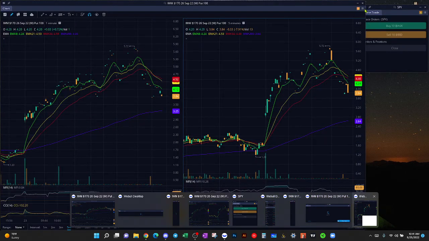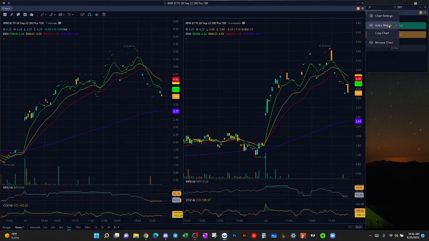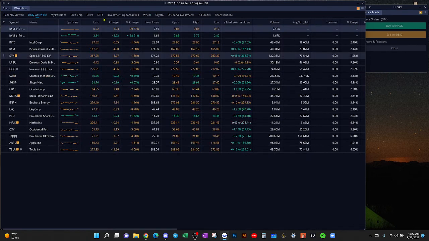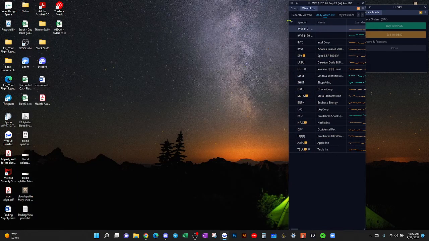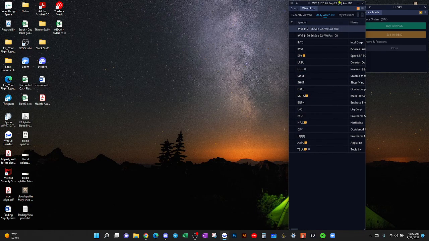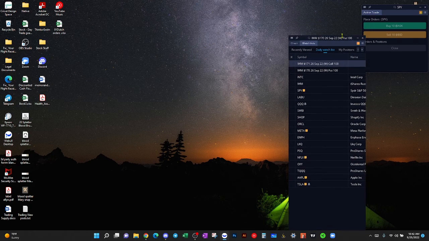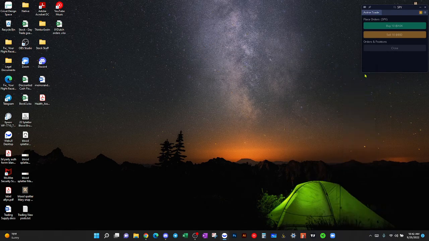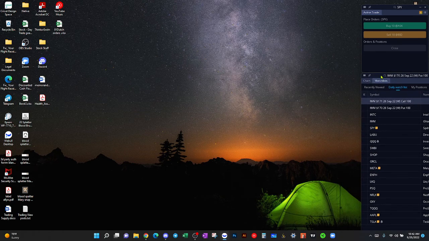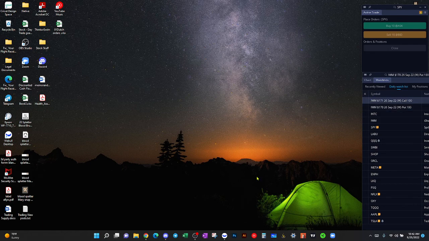Anyway, so if you want to add, you can add a widget and add a watch list. All right. And then you can just narrow this down, and put it right here. You can adjust however you want this to look, but then your actual chart.